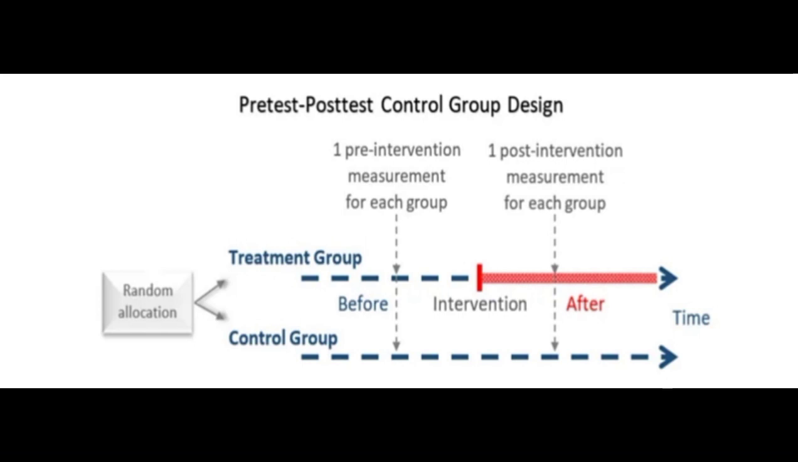The pretest post-test control group design is also known as the pretest post-test randomized experimental design. It is a type of experiment in which participants are assigned to either receive an intervention, the treatment group, or not receive an intervention, the control group.